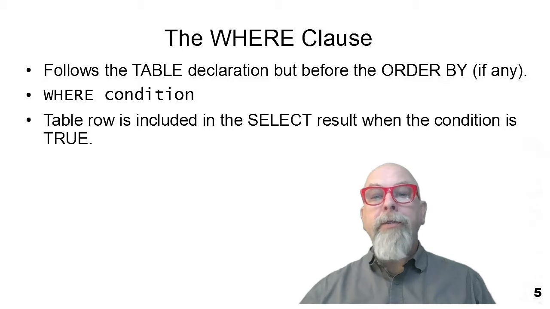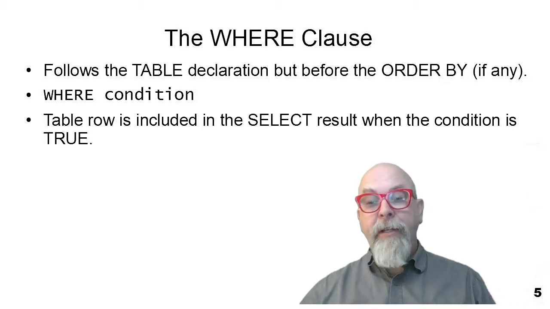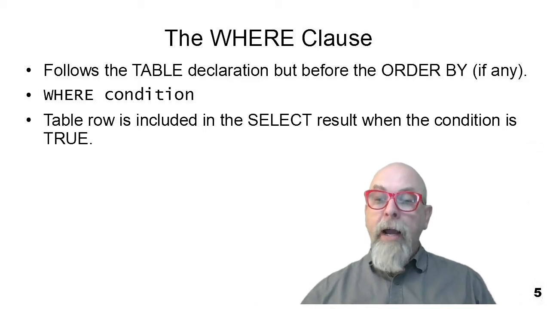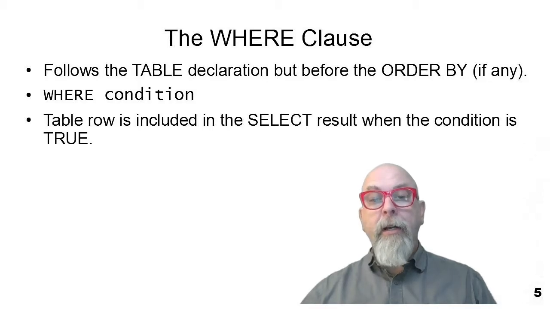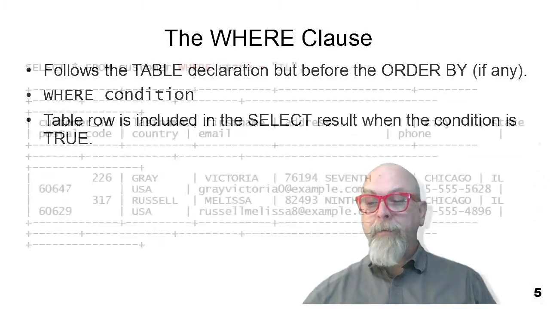The where clause goes after the table definition or the join definition, which you'll see in later videos, but before the order by or several of the other clauses that are available in the select statement. It's where and a condition, and the table rows that will be returned in the select are those where the condition is true.